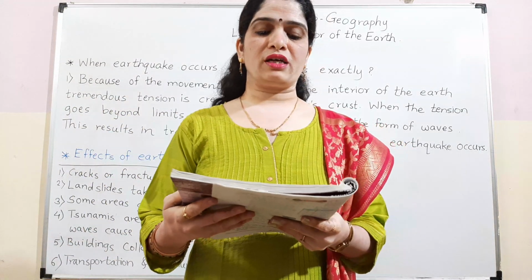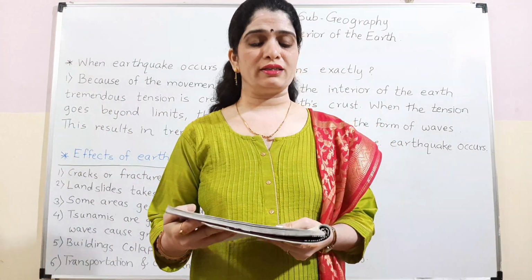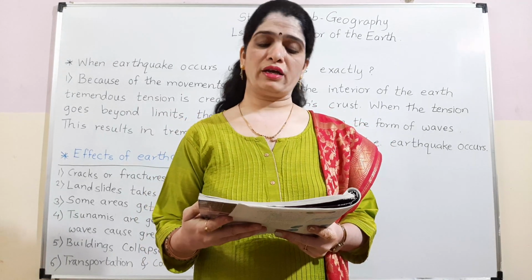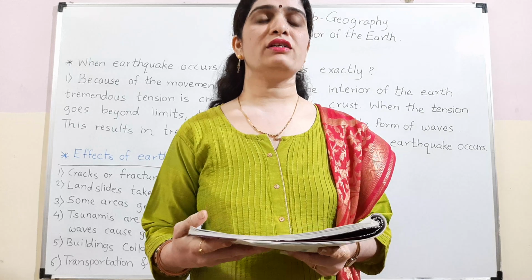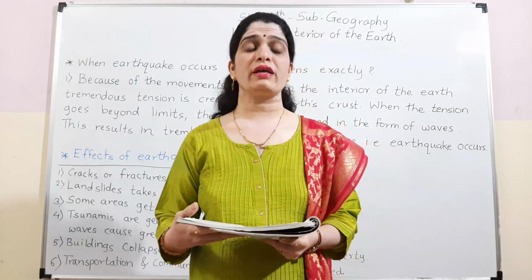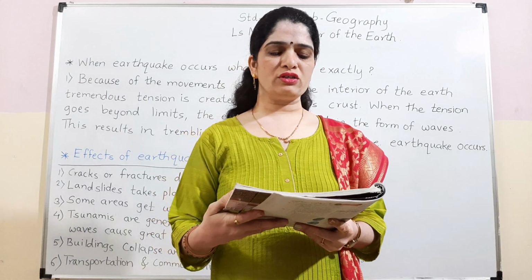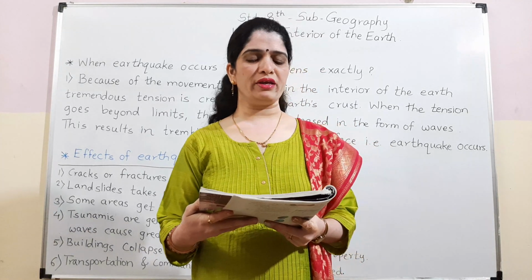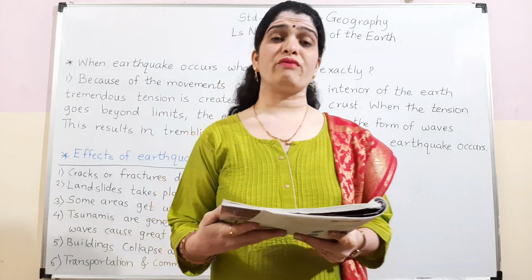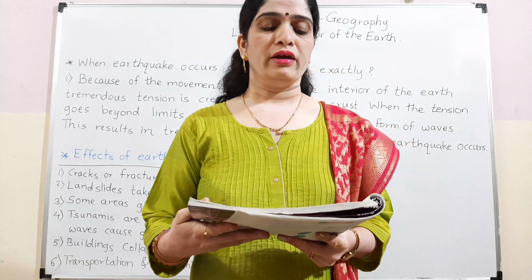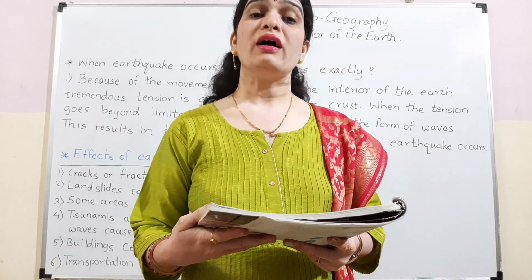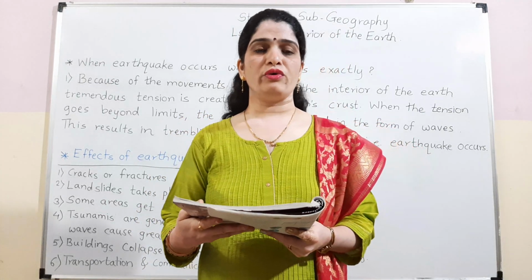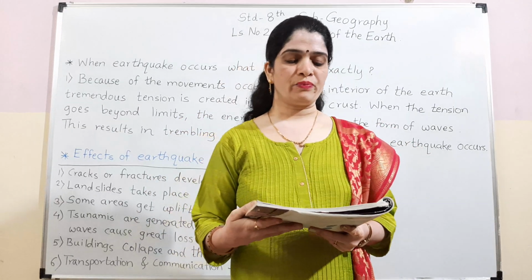Which materials come out during volcanic eruption? As I told you earlier, lava, gases, steam, dust, ashes, etc. are the materials which come out of a volcanic eruption. Are these materials hot or cold? Yes, children, can you tell me? Yes, surely they are very hot. And in which state of matter are these materials? So they are solid, liquid, semi-liquid or gaseous in state.